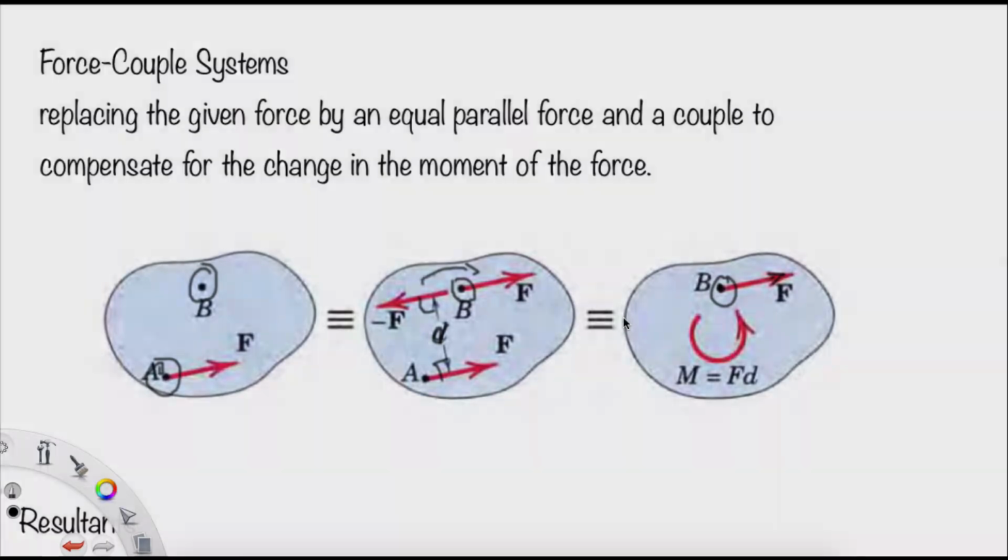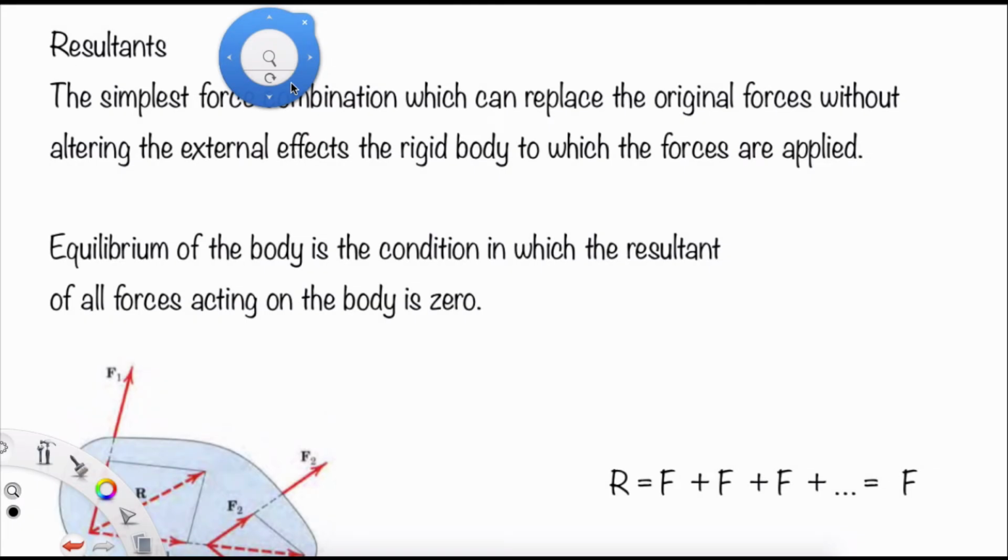And what about the resultant? We are discussing the resultant of a system of forces here. It is the simplest force combination which can replace the original forces without altering the external effect on the rigid body to which the forces are applied. We can combine more than two forces into one force, and it can be applied to a rigid body without altering the external effect. That will be the resultant of the forces.